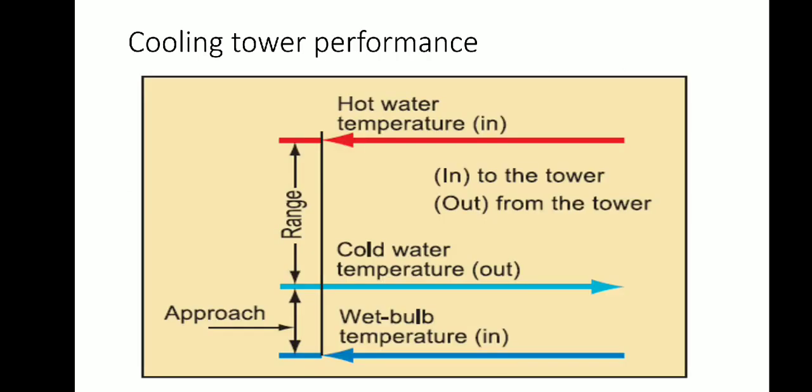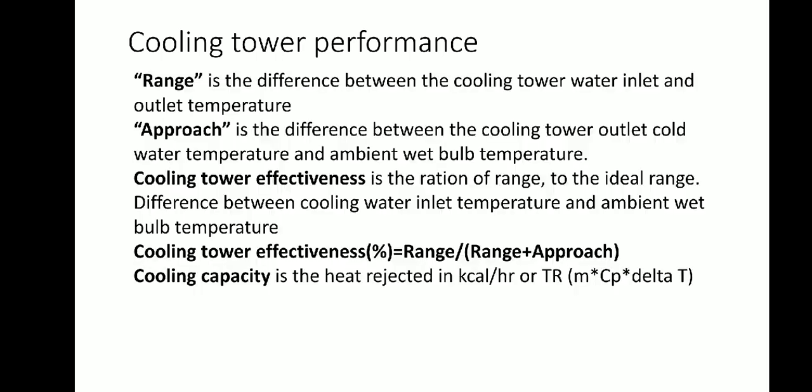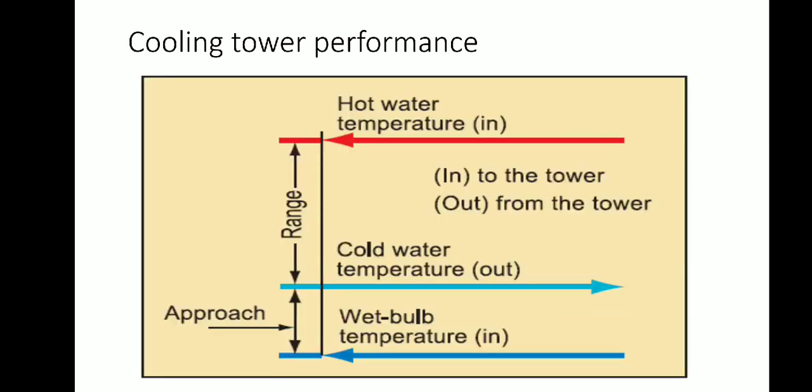Then cooling tower performance. The important parameters for determining the performance of cooling towers are represented in the figure: approach and range. What is range? Range is the difference between cooling water inlet and outlet temperatures, and approach is the difference between the cooling tower outlet cold water temperature and ambient wet bulb temperature. Although both range and approach should be monitored, the approach is the better indicator of cooling tower performance.